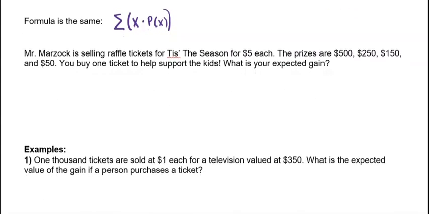So our first example: Mr. Marzok is selling raffle tickets for 'Tis the Season for $5 each. Prizes are $500, $250, $150, and $50. You buy one ticket to help support the kids. So what is your expected gain? I want to start first by setting up my chart.